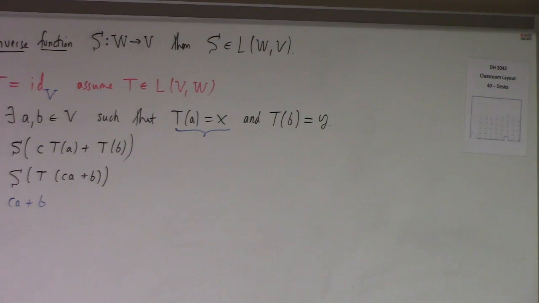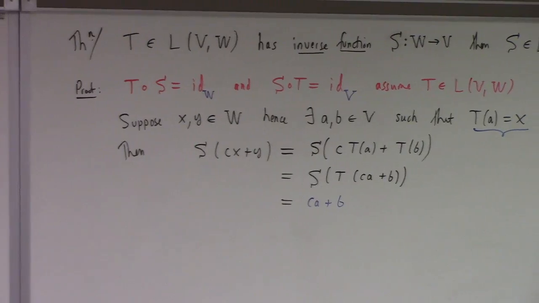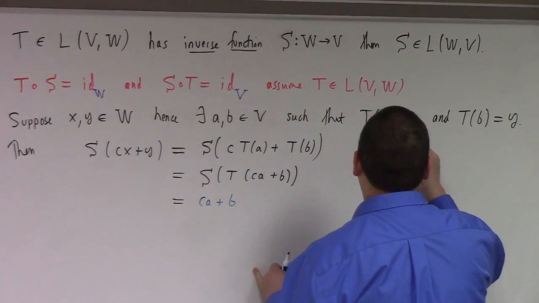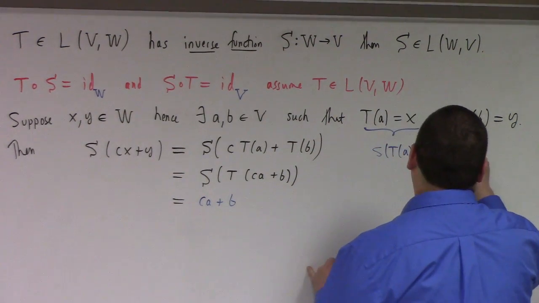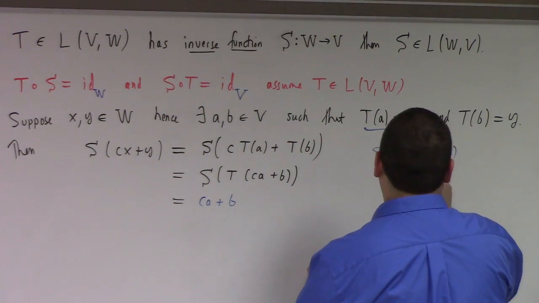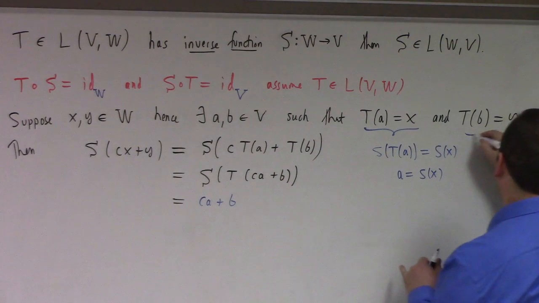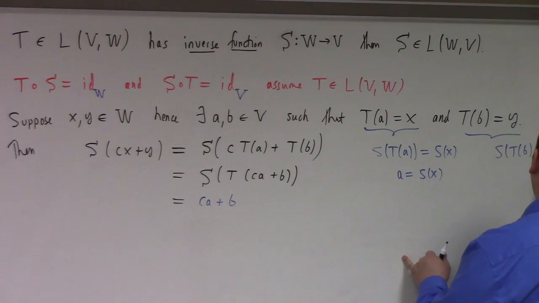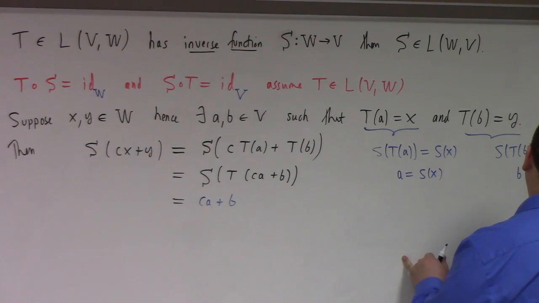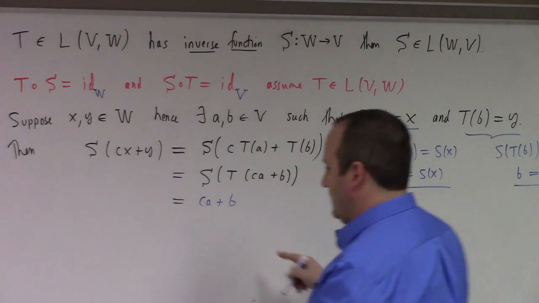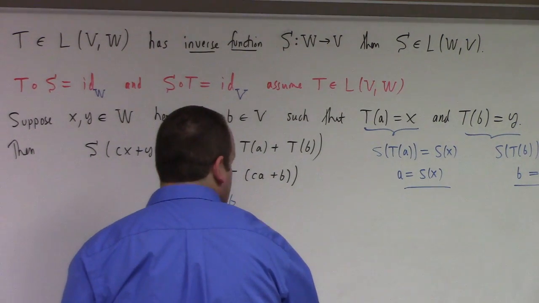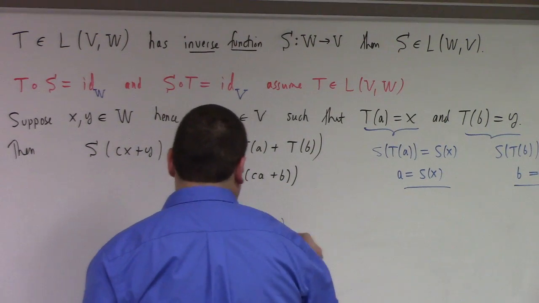I'm not saying what we're doing is wrong. There's something I'm missing at the moment. I need to get back to S, right? Oh, I'm an idiot. Look, so take S of both sides here. S of T of A is equal to S of X. In other words, A is equal to S of X. And likewise, S of T of B is equal to S of Y. Hence, B is equal to S of Y. So this is really C times S of X plus S of Y. And there you have it.